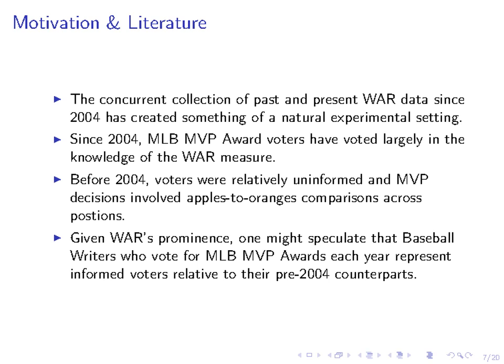The concurrent collection of past and present WAR data since 2004 has created something of a natural experimental setting. Since 2004, Major League Baseball MVP award voters have voted largely in the knowledge of WAR values for players. Before 2004, voters were relatively uninformed, and MVP decisions involved apples to oranges comparisons across positions. So it's a really tall order before 2004. It may remain a tall order, but certainly before 2004 it was.